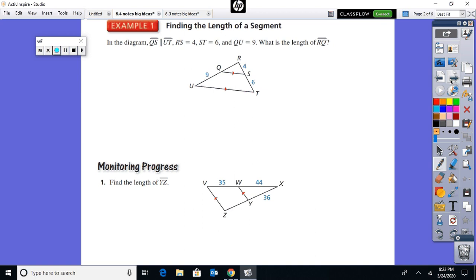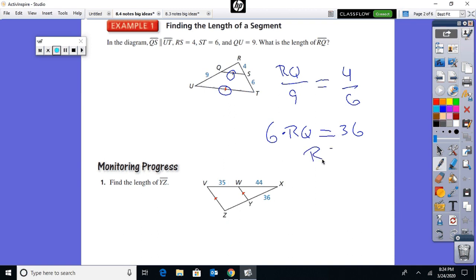And our first one, all right, pretty simple stuff here. So again, we are given the parallelism. QS is parallel to UT. So we want to try to find the missing segment of RQ. So our theorem tells us that RQ is to 9 as 4 is to 6 based on the numbers in the diagram. So cross multiply. So 6 times RQ equals 36. And then when you divide both sides by 6, of course, RQ equals 6.